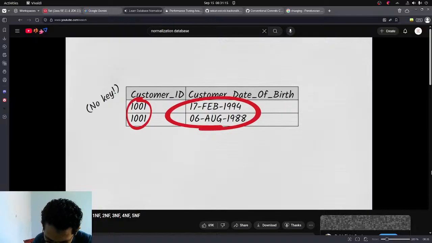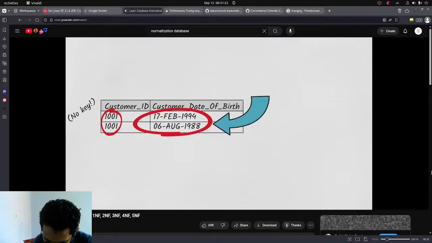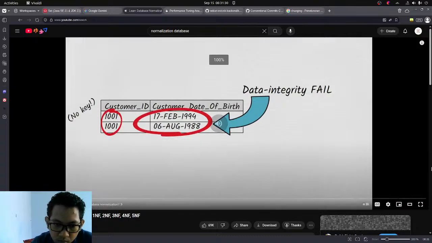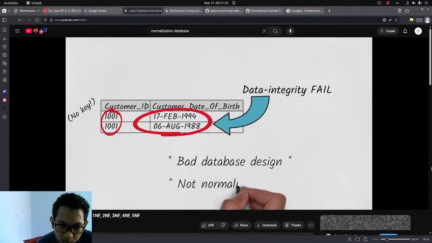One customer with 2 dates of birth is logically impossible. It's what we might call a failure of data integrity. The data can't be trusted because it disagrees with itself. When data disagrees with itself, that's more than just a problem of bad data. It's a problem of bad database design. Specifically, it's what happens when a database design isn't properly normalized.